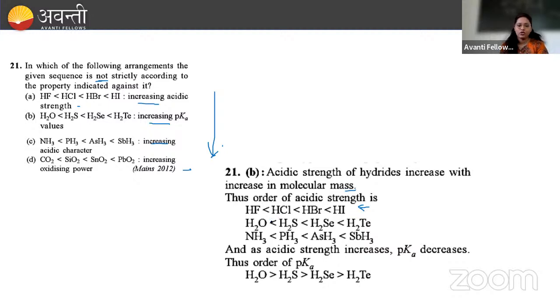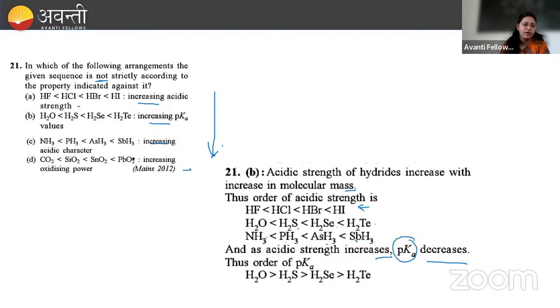Similarly, for H2O, H2S, H2Se, H2Te. Similarly, nitrogen के hydrides, nitrogen, phosphorus, arsenic, and Sb. So as the acidic strength is going to increase ना, pK value क्या होगी हमारी? Decrease होगी. तो उसका उलट होगा, ठीक है, उसका क्या होगा? Completely reverse of that will happen for the pKa value.